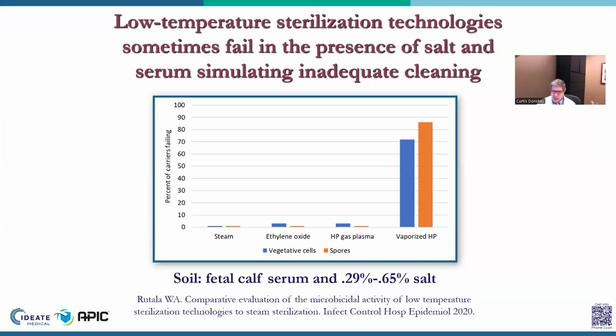Simulating inadequate cleaning. Infrequently with ethylene oxide and hydrogen peroxide gas plasma, but it did occur, and notably with vegetative organisms. And vaporized hydrogen peroxide in particular, as you can see on the right of the slide, was frequently failing in the presence of serum and salt, including with vegetative organisms. Next slide.